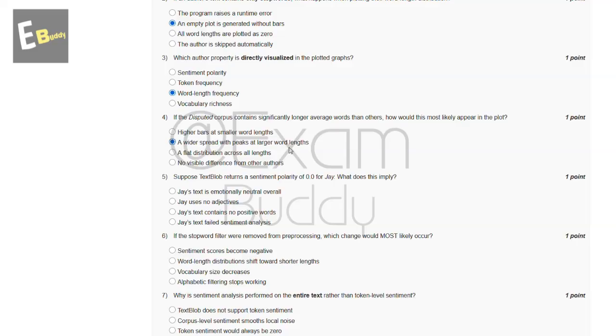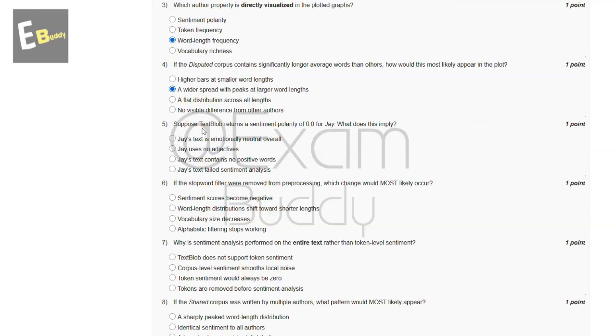And now let's go to our question number 5. Suppose TextBlob returns a sentiment polarity of 0 for J. What does this imply? So these are the options, and the answer to our fifth question is A. J's text is emotionally neutral overall.